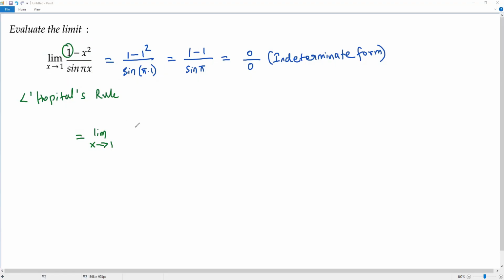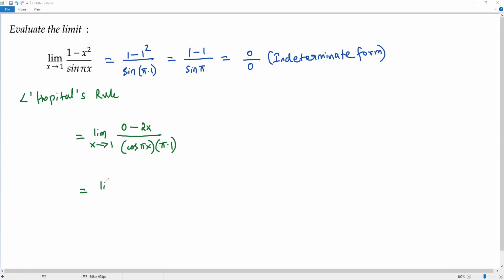The derivative of the constant 1 is 0, minus the derivative of x² with respect to x, which is 2x, divided by the derivative of sin πx, which is cos πx. By the chain rule, I have to do a further derivative of πx. We know that π is a constant multiplied by the variable x. When I find a derivative, if there is a constant multiplied by the variable, I keep the constant as it is and find the derivative of the variable alone. The derivative of x with respect to x is 1, that is π times 1.